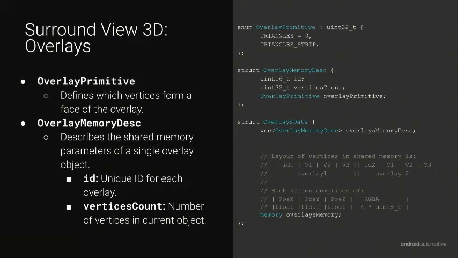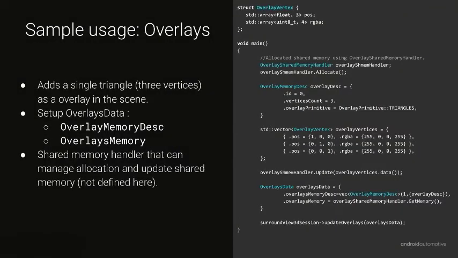And this is how we can now look at how an application can use this code. So this is a sample application showing how to use the overlays. The application here is defining a new custom data structure, which has position and RGBA, similar to what the layout of the shared memory looks like. In the main, we have an overlay shared memory handler. This class basically hides all the details of how a shared memory is to be allocated or mapped, and we do not show that here.